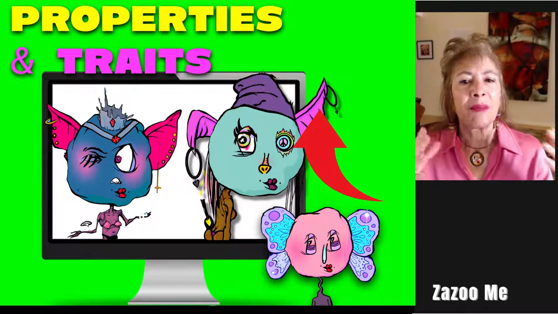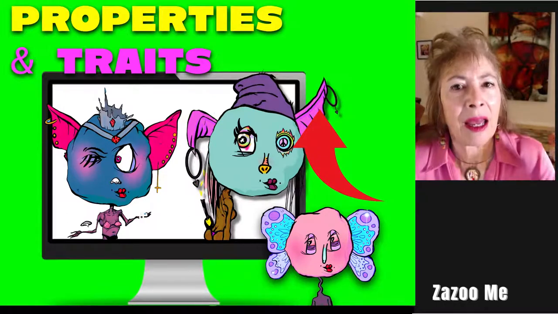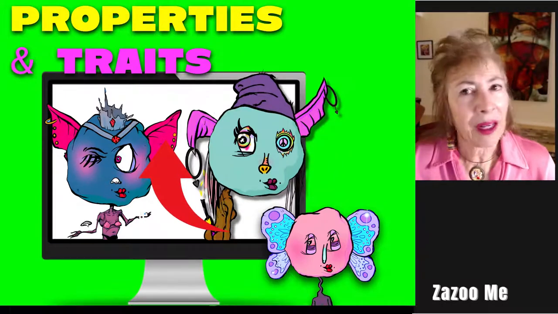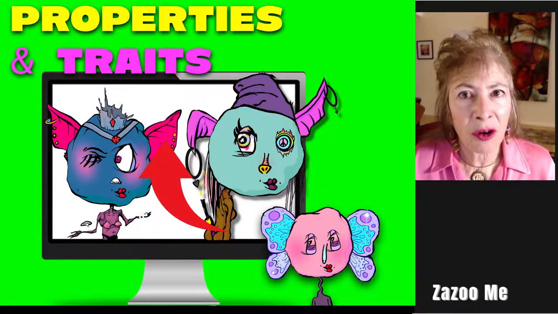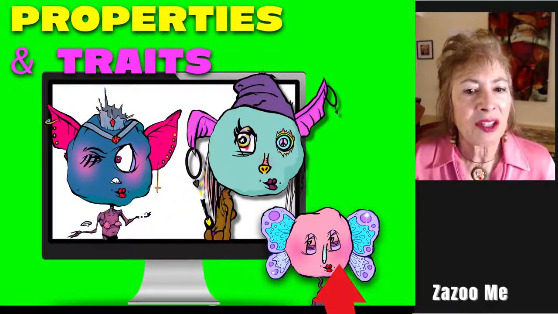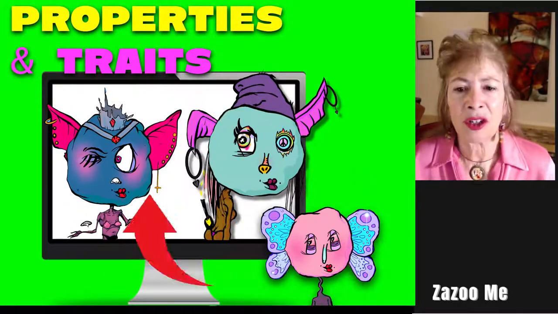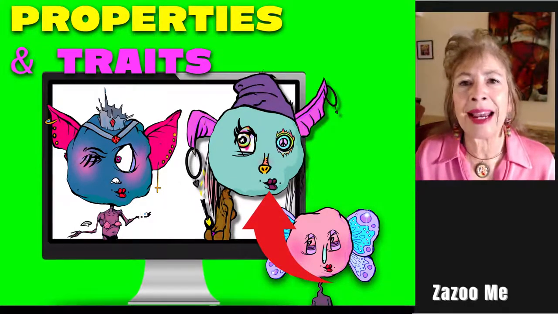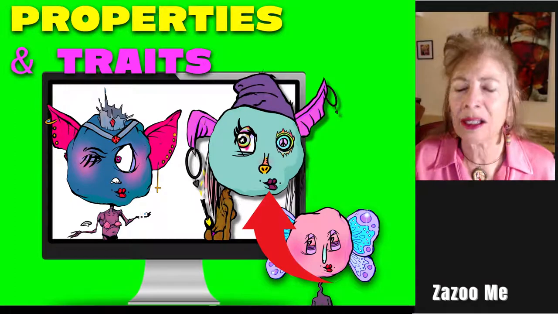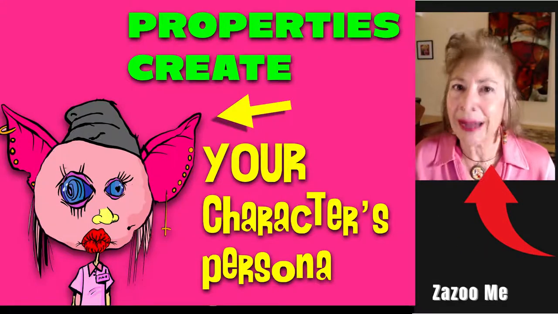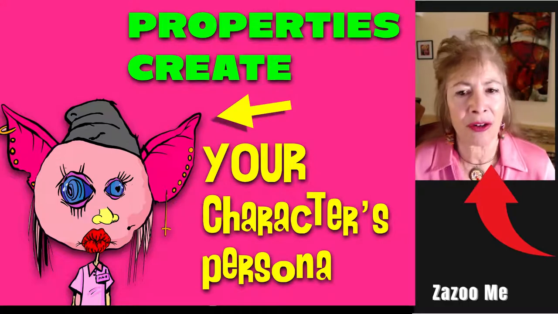And this would be something like light pink, one up, one down ear, or light pink ears, or dark pink ears with earrings or studs in them. This would be butterfly wing ears. So this is what a trait is. A trait is what makes your properties super special. And that is how you create really dynamic, exciting characters.